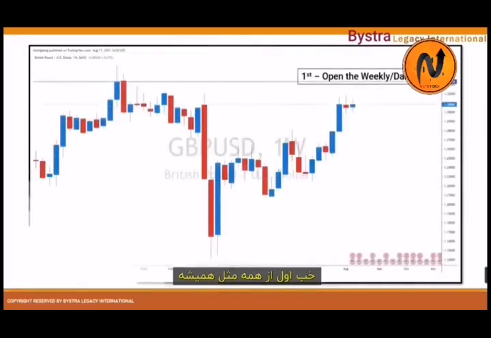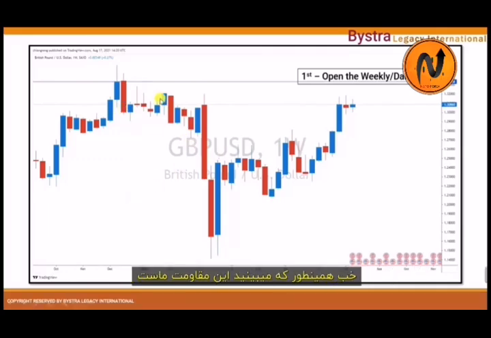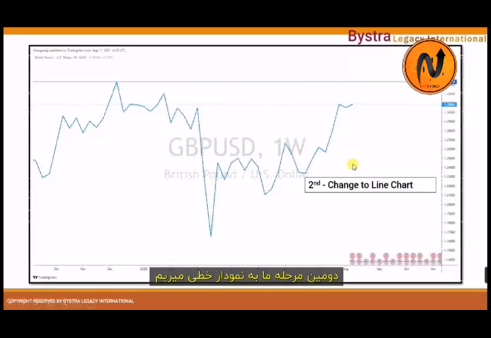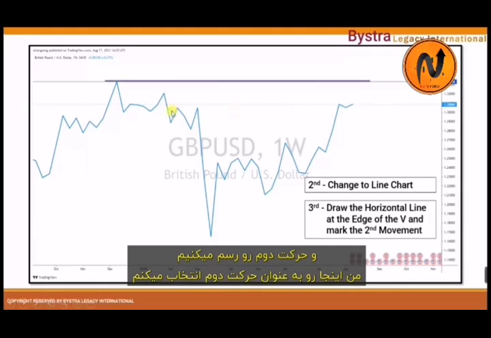So first of all, guys, as always, we open up the highest time frame, which is the monthly, weekly, or daily. In this case, we open up the weekly time frame for the pair GBP USD. As you can see, this will be our resistance. Secondly, we go to the line chart. So once we go to the line chart, what is the third step?